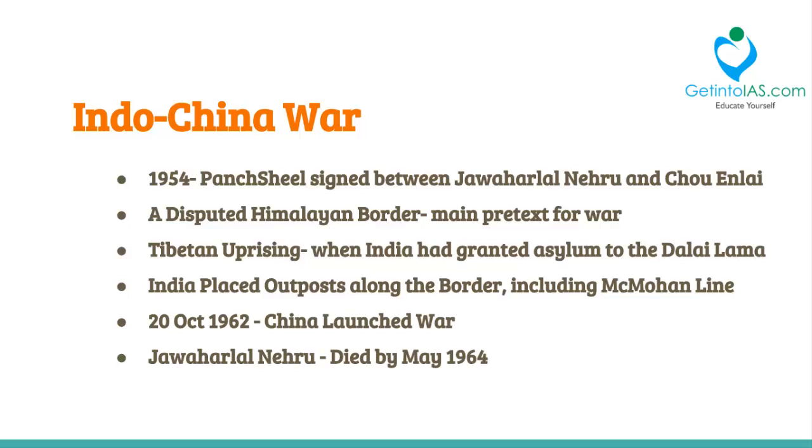Okay, but later on a dispute happened in the Himalayan border territory, and that flamed into a tussle. Also, there was the Tibetan uprising at that time, because India gave asylum to the Dalai Lama. You know about the Dalai Lama. We gave asylum to the Dalai Lama. He is a Tibetan leader. So China didn't like this. Also, India placed its outposts along the borders, including the McMahon Line. The McMahon Line is the line dividing India and China. This also irritated China. So finally, they attacked India in the year 1962 on 20th October.